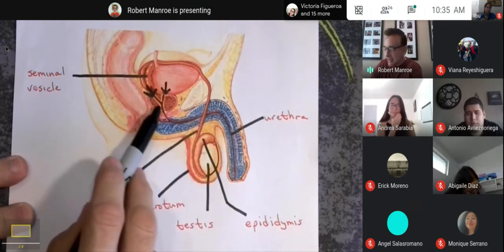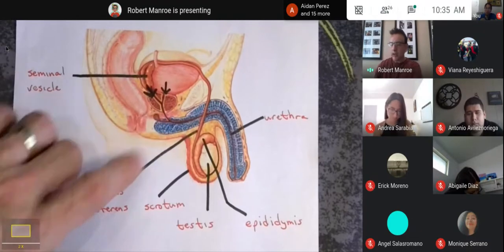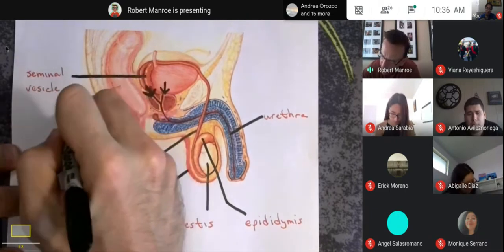And then inside of the prostate, at the beginning of the urethra, is where the tissue decides whether the semen or the urine is going to flow out. So we will label this structure later.